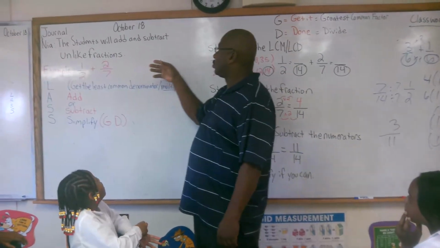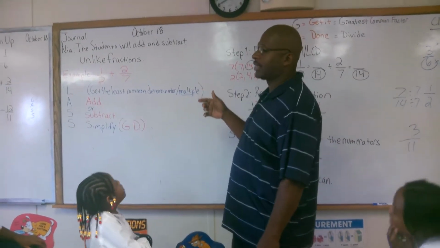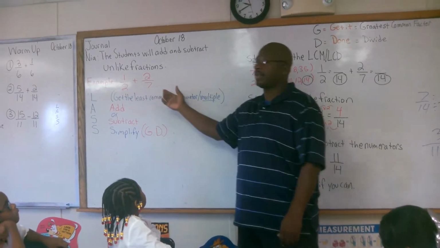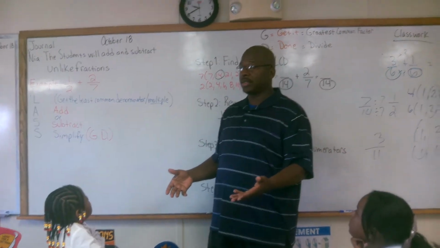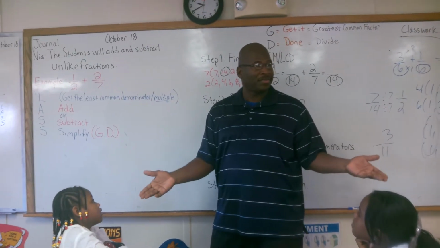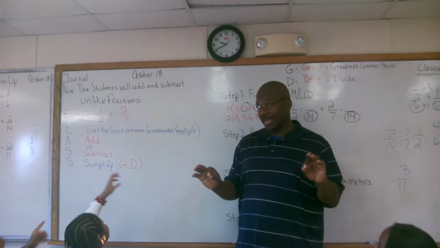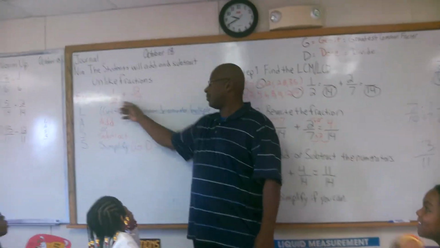In today's lesson, the students will add and subtract unlike fractions. An example of an unlike fraction is 1 over 2 plus 2 over 7. The reason they're unlike fractions, class, is because the denominator is not the same. The bottom numbers are different.